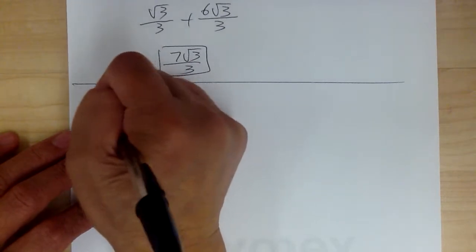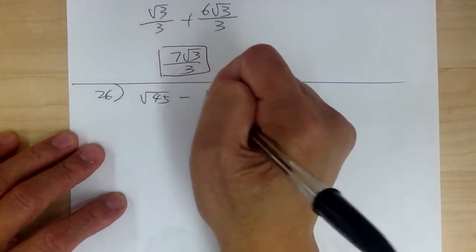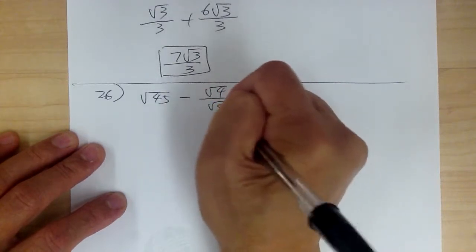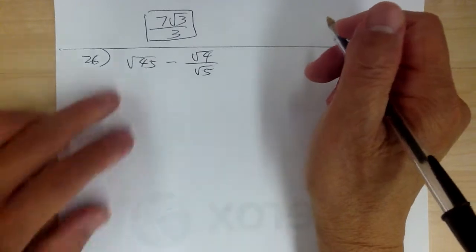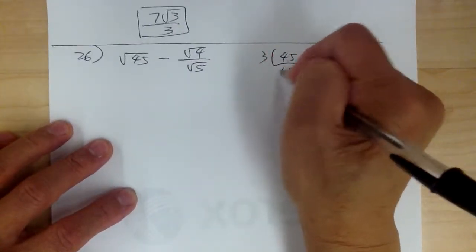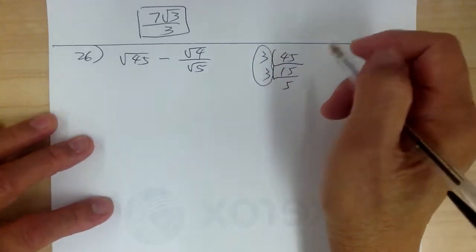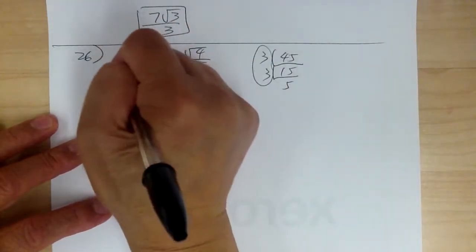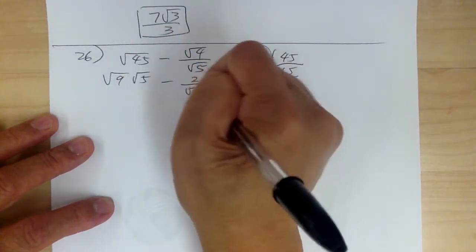Okay, number 26. Got square root of 45 minus square root of 4 over square root of 5. So simplify each one as you go. Okay, so square root of 45 can divide by 3, so you get 15. Divide by 3, I get 5, so it comes out. Or you can break it into square root of 9, square root of 5. Okay, and you can simplify as you go.